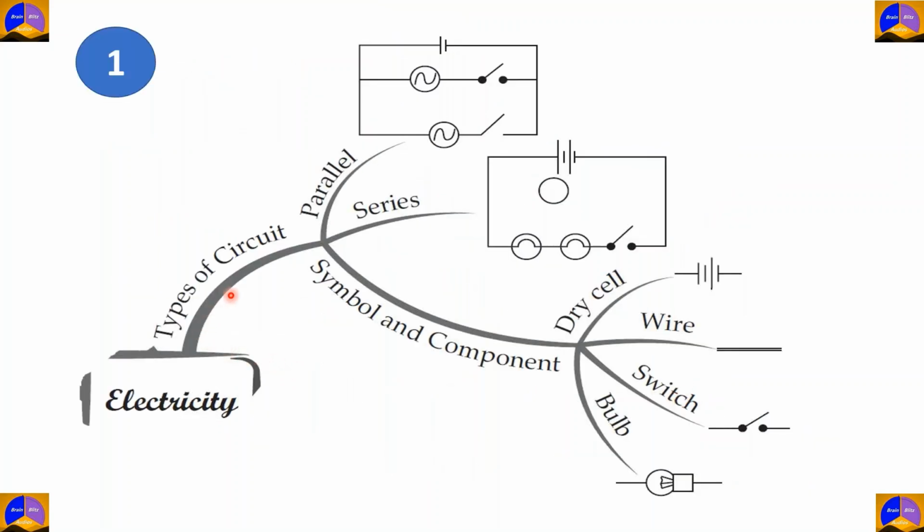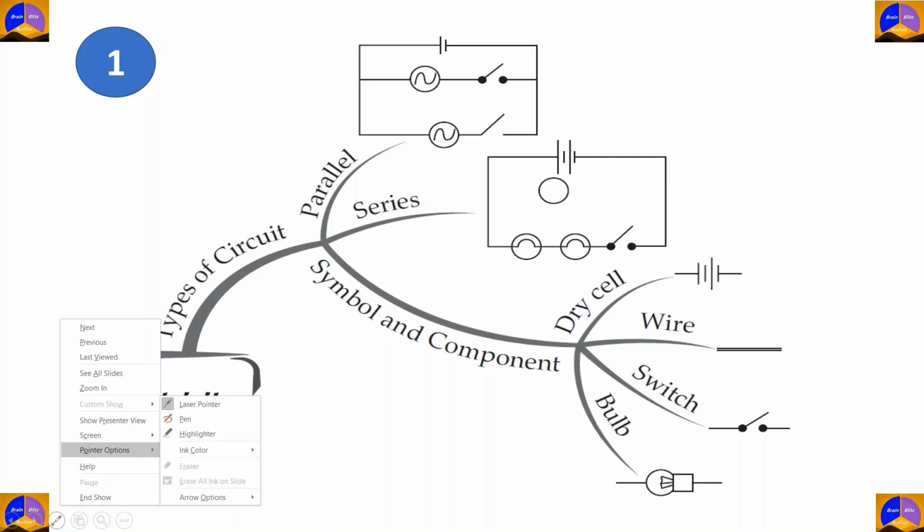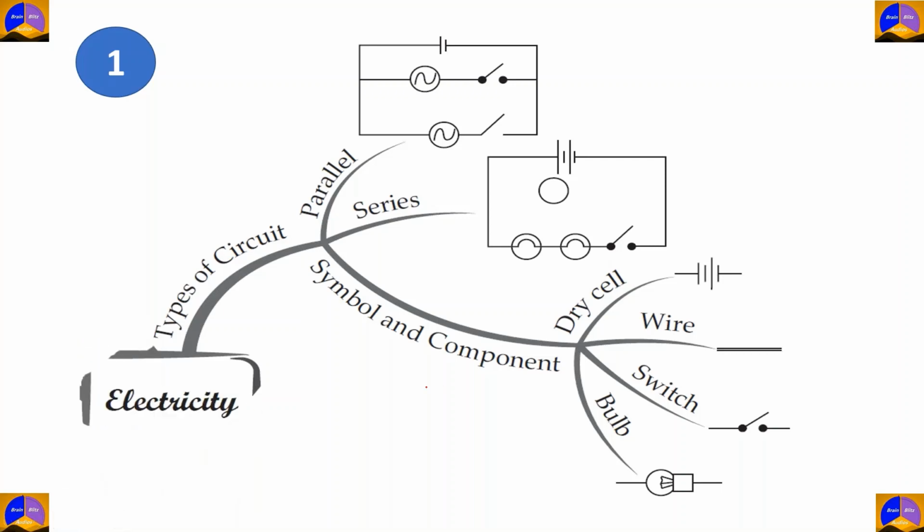Now, types of circuit. What do you mean by the word circuit? A circuit is a closed path through which an electric current flows. Now, circuits in electricity are divided into two parts: parallel circuits and series circuits.